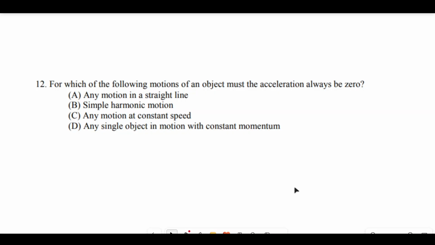It says, for which of the following motions of any object must the acceleration always be zero? So in these types of questions, the only way you can answer is just going by the answer choices one by one and just isolating if it's true or not.